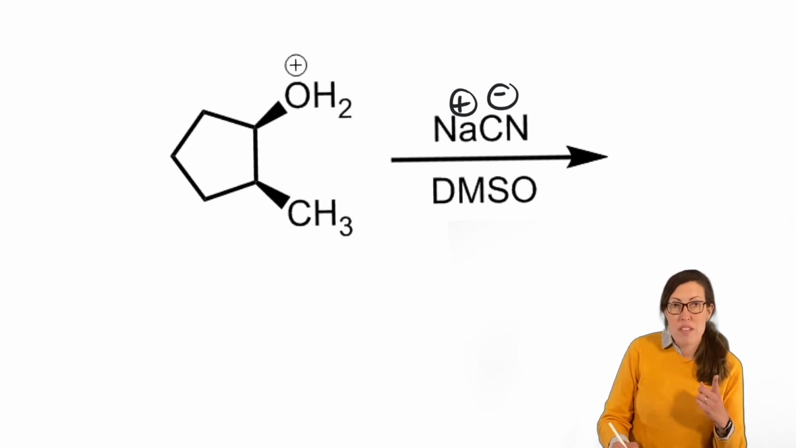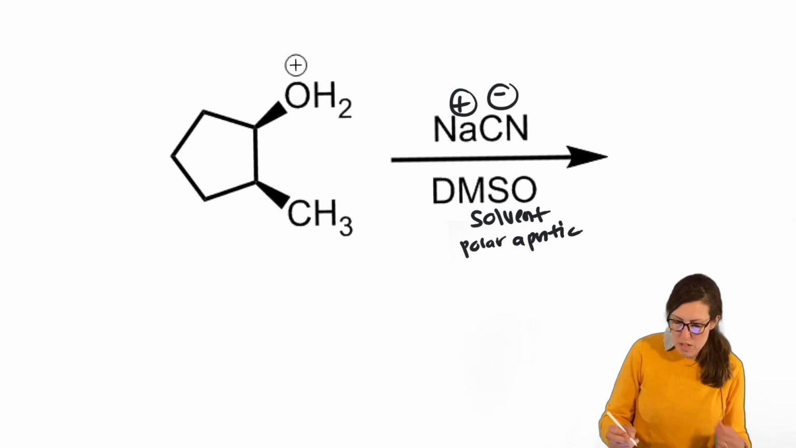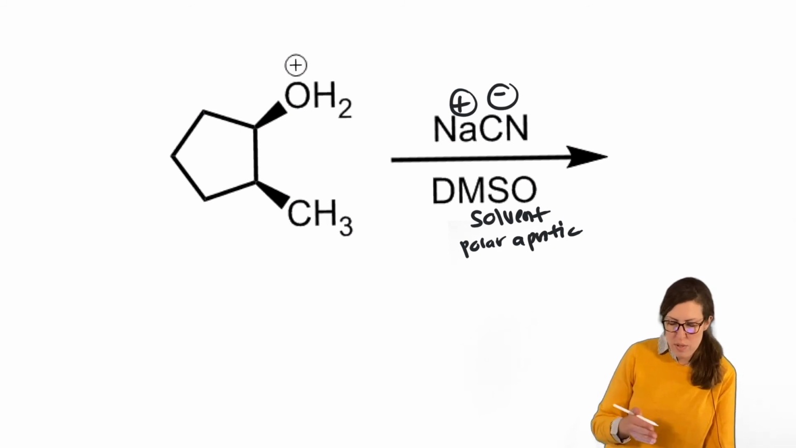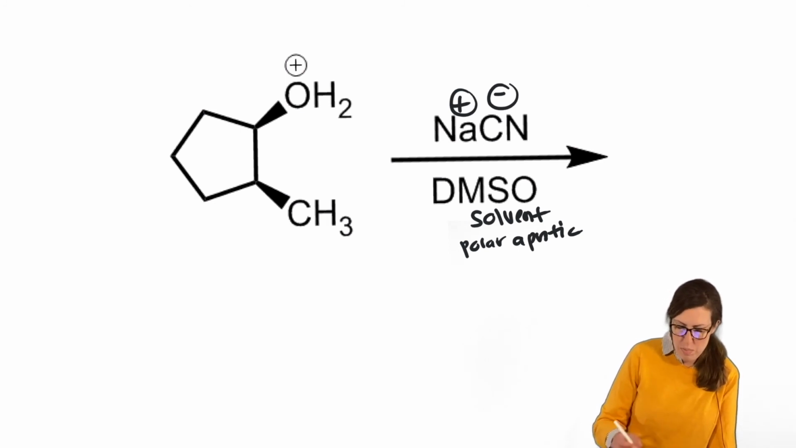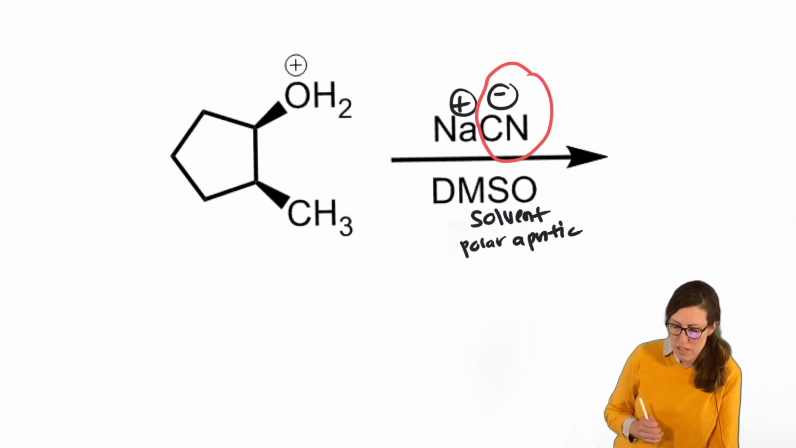DMSO, dimethyl sulfoxide, yes, that's our solvent. It's polar aprotic, so we don't have to look at that too much further. So Na plus, CN minus. We need to find the nucleophile. Out of everything here, we only have one negatively charged species. It must be this piece. Remember that ionizes. The Na goes away. It's like a spectator. Na plus goes off on its own when it's in the polar solvent. So this is our nucleophile.